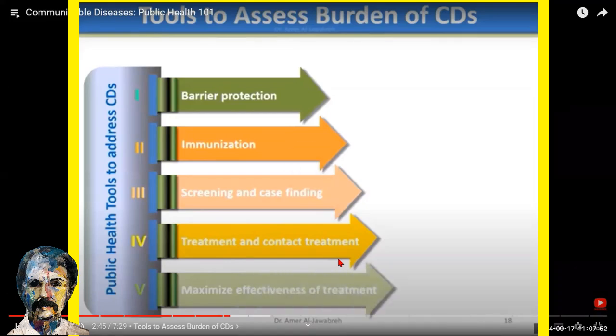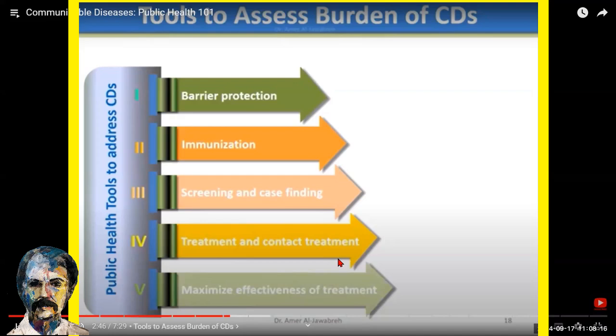And finally, maximize effectiveness of treatment. We give, let's say, new drugs, higher concentration, and so on. So we maximize the efficiency of drugs. Maybe we give it more frequently also. Okay, so these are the 5 tools that we use to assess the burden of CDs. Let's go over them one by one.